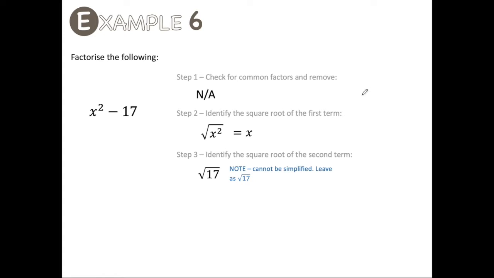So when we write in factorized form, our factorized form is going to be x plus the square root of 17, x minus the square root of 17. So if we have an expression that is a subtraction, and one of the terms isn't a number that we can square, we can still use this method of factorization. We just leave that number as a square root of the original. So the factorized answer for x squared minus 17 is equal to x plus the square root of 17, x minus the square root of 17.